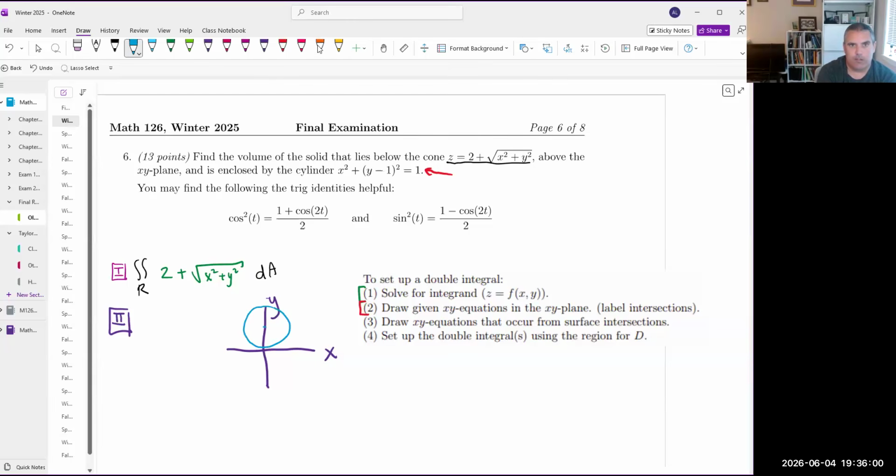Here's an example where I don't really need step 3. If my question was, when did the surfaces intersect? Never. Why never? Because 0 equals 2 plus the square root of x squared plus y squared never happens. This means this surface never hits the ground. But that's fine because they gave us the region. We didn't need that. So now the stage is set.